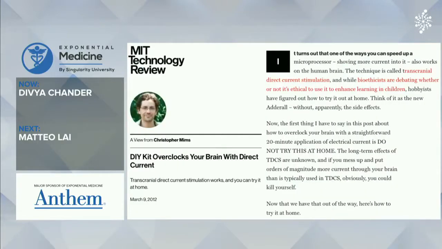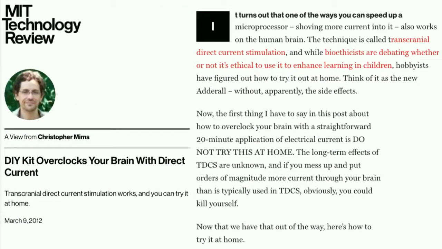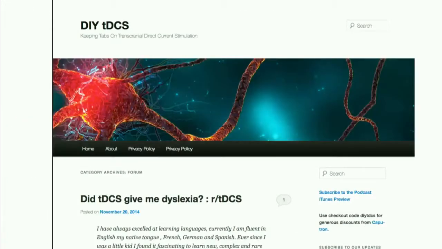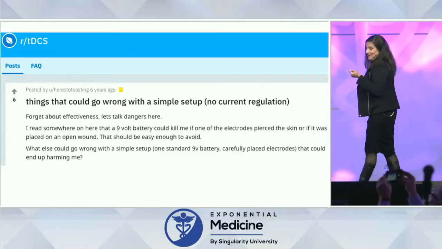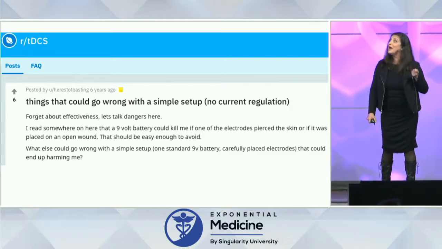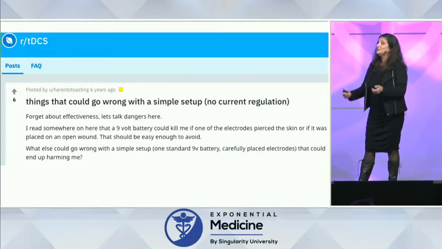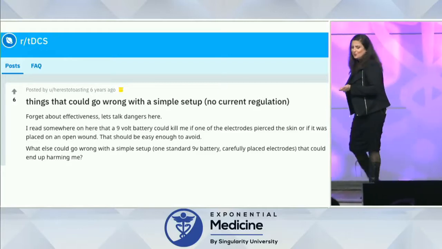But there is a caveat, and this is where I'm going to close. There's an entire DIY movement here. Check this out in MIT Technology Review. This guy is basically telling you that you shouldn't be trying this at home, but hey, I'm going to refer you to a kit where you can build your own transcranial electrical stimulator from the internet. And this is Reddit, okay? Did TDCS give me dyslexia? Things that could go wrong with a simple setup. I read somewhere that a 9-volt battery could kill me if one of the electrodes pierced the skin or was placed on an open wound. That should be easy enough to avoid.